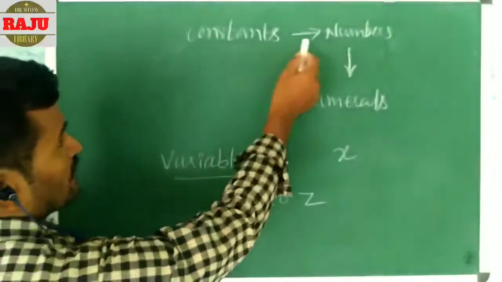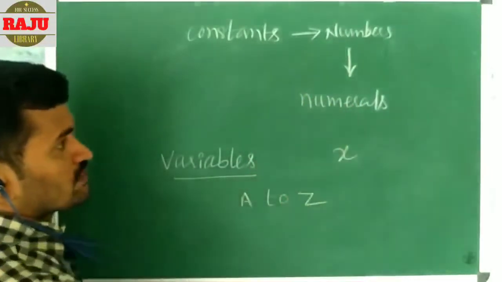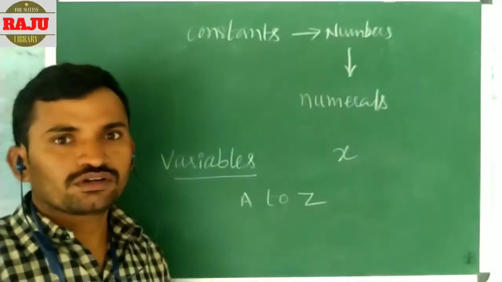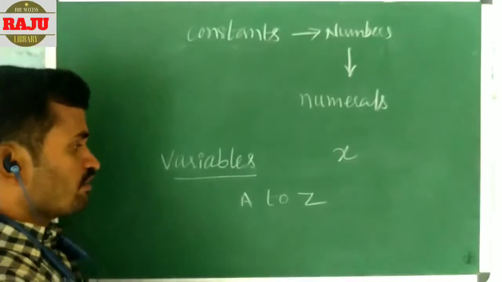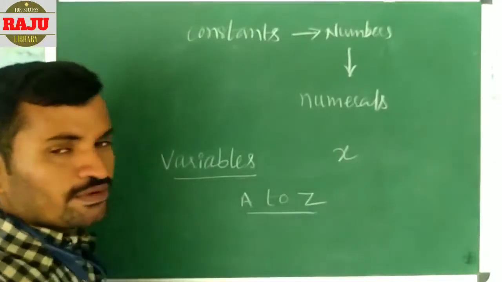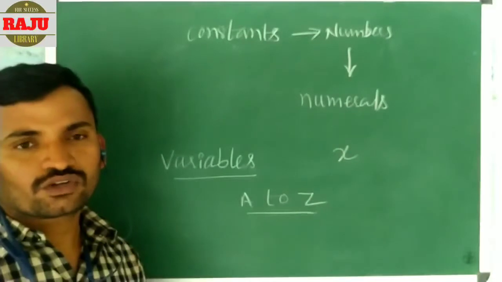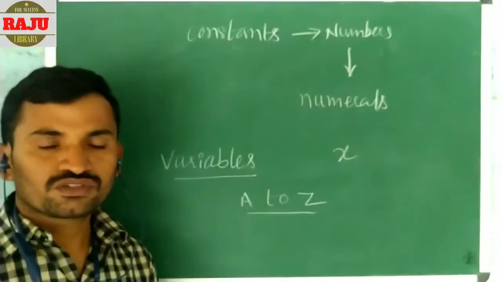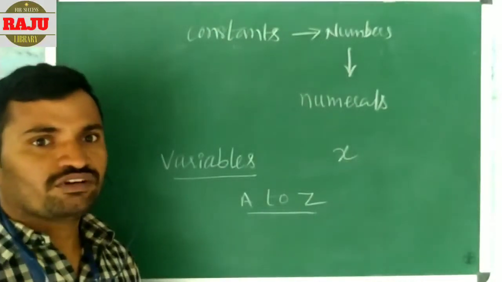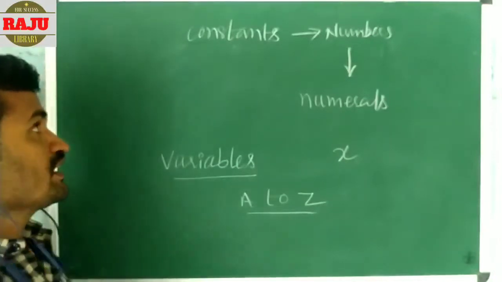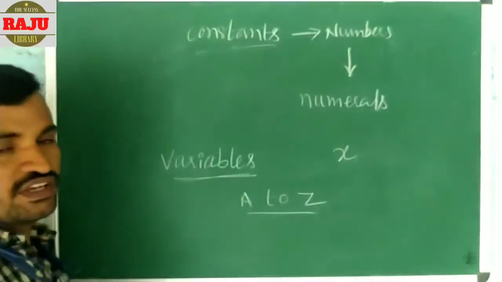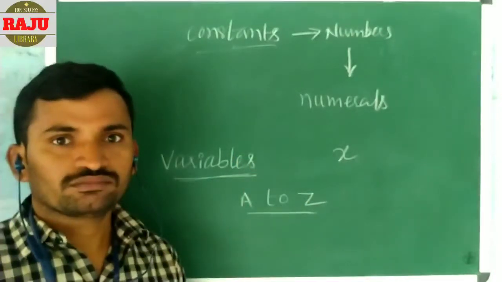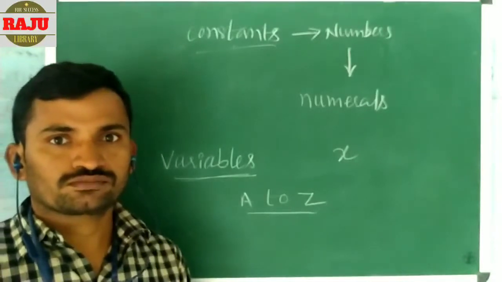Here constants are numbers. Numbers are also called numerals. Like that, variables. What are variables? All alphabets are also called variables. Here alphabets we know from A to Z. A, B, C, D up to Z. These are called variables. Already I explained in which cases we use variables. So for unknown values we use variables. Why are we learning about constants and variables? It means we are going to use these words, constants and variables, in algebra. Okay, let us see where I am going to use them.